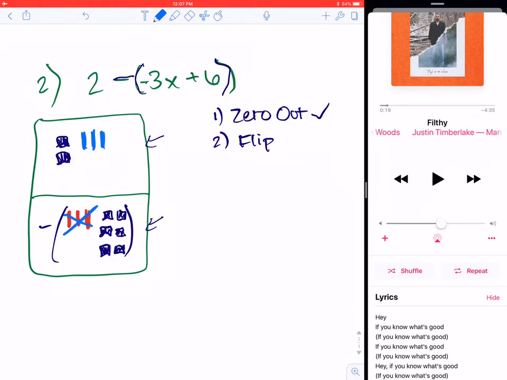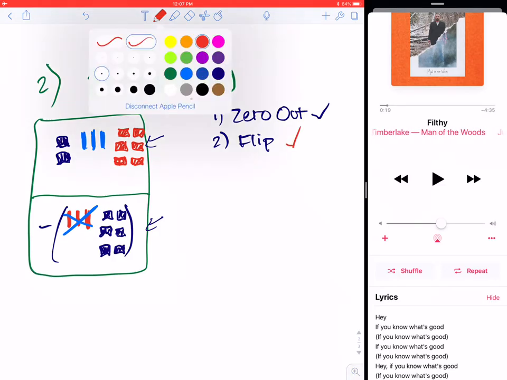That gets rid of those. Then I have 6 positive units. Now I need to flip those to the top. In order to flip them, I have to make them negative. So I have 6 negative units. Okay, so I did my flip. Check, we're good there. Now I go back to zero out.